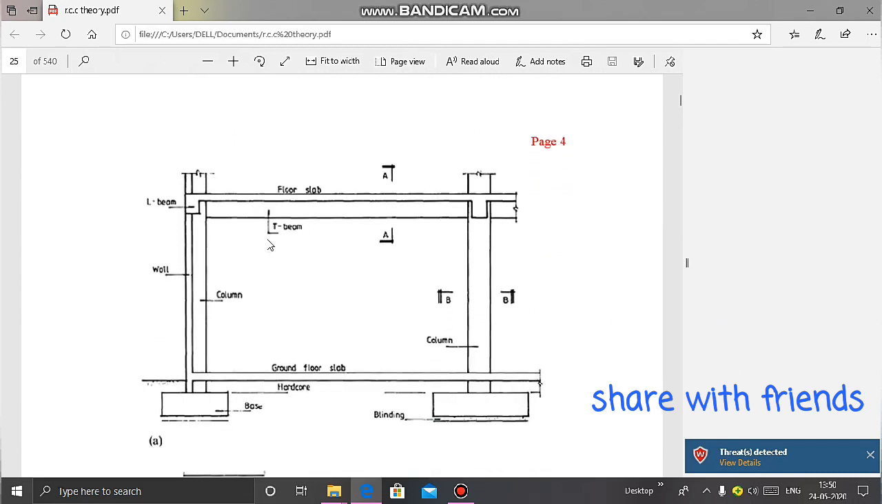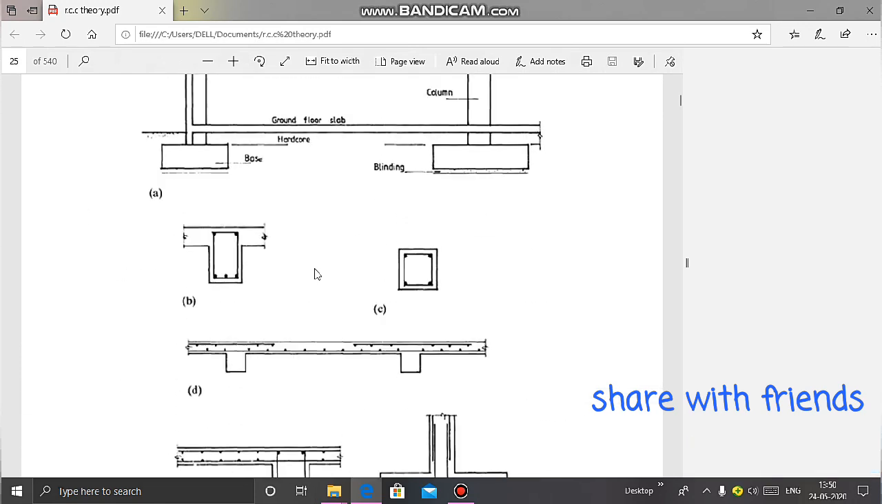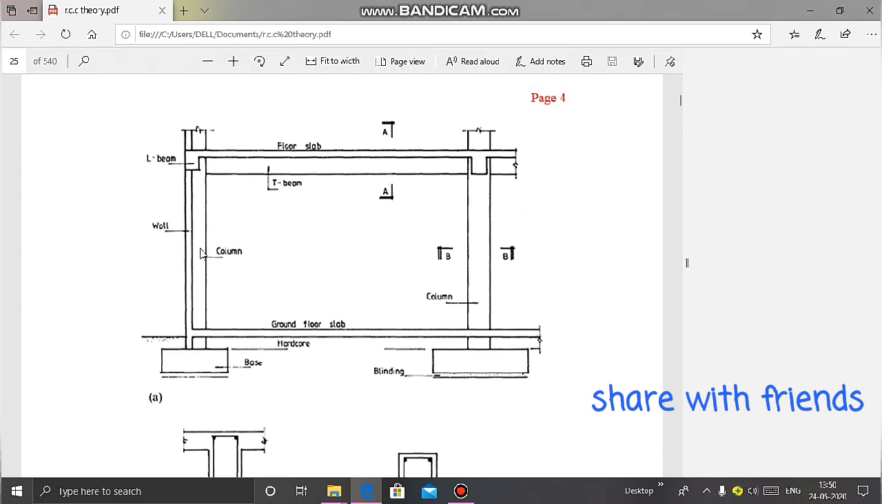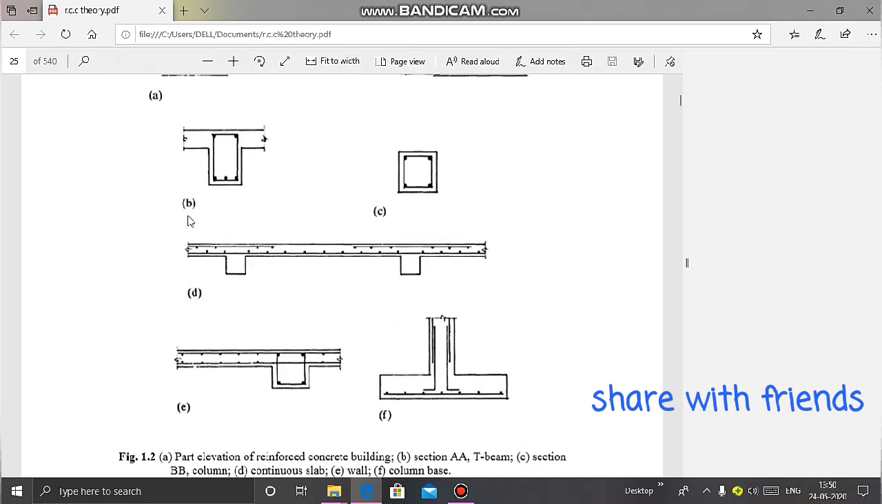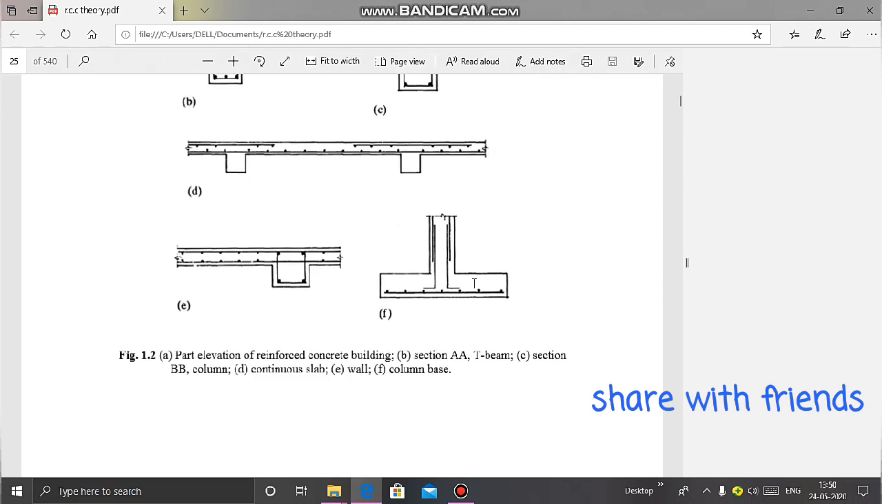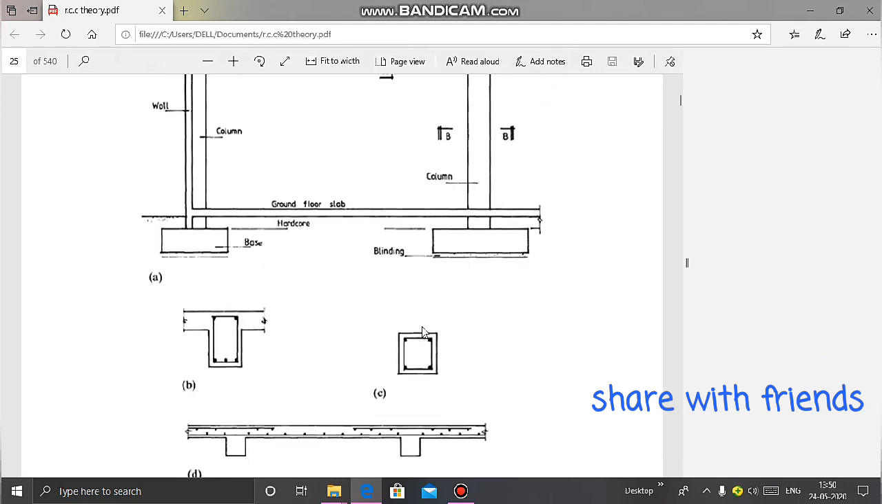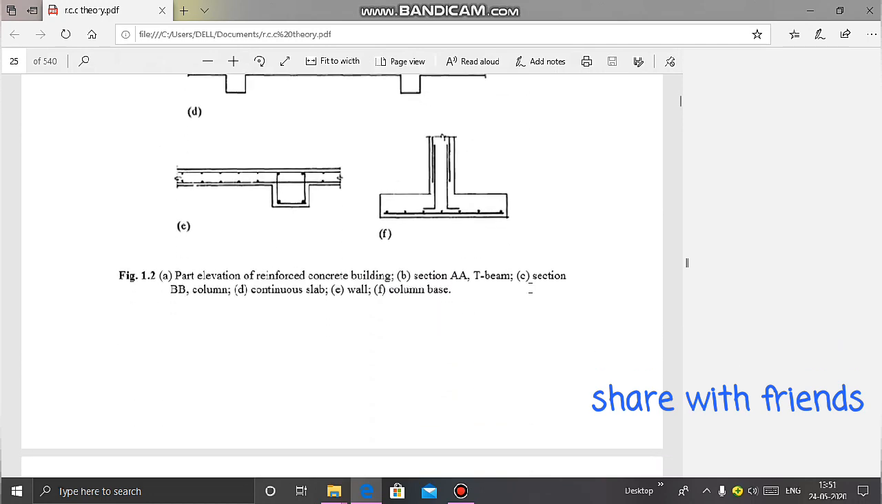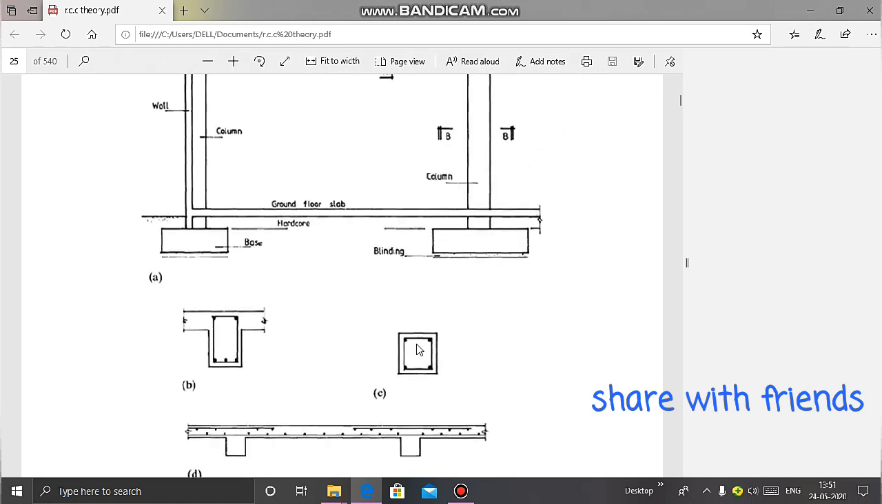What is this? This is a part elevation of a reinforced concrete building. It is an elevation. This is column, wall, L beam, floor slab, column, base, building. Now B is a section. This is section AA shown here. C is what? C is section BB. This section is shown here from the top.